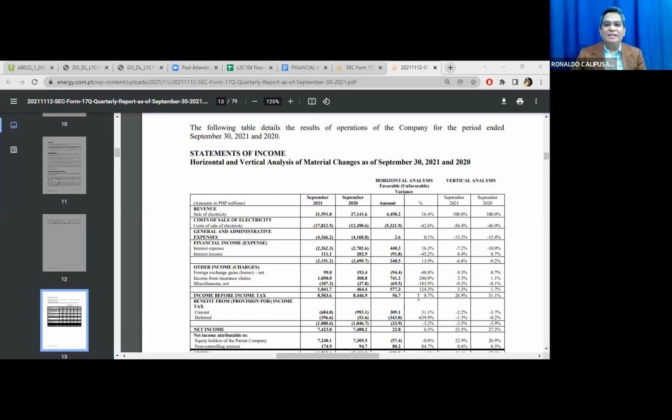I'm showing the statements of income, or the income statement, of Energy Development Corporation. So again, if you want to download or study an actual financial statement further, all you have to do is think of a company, type the name of the company in Google, and you will be directed to their website. Especially for corporations, they have available income statements.